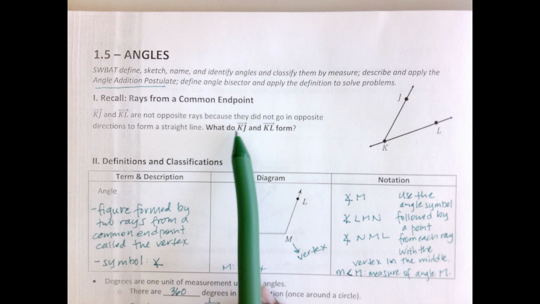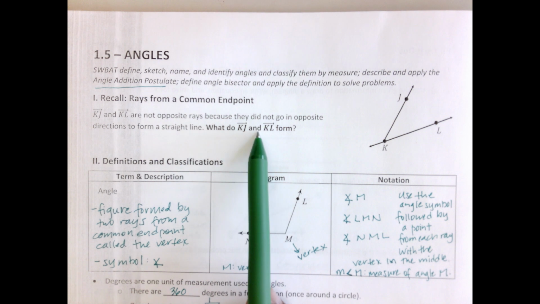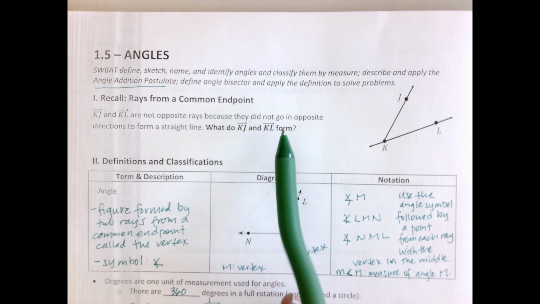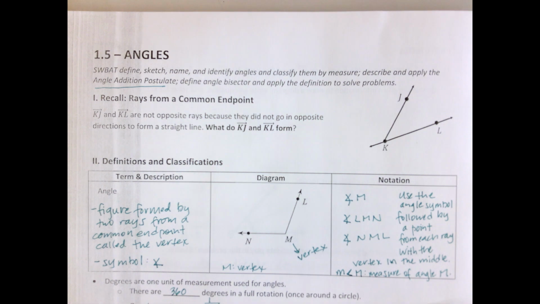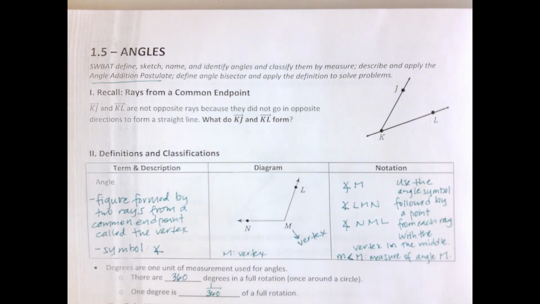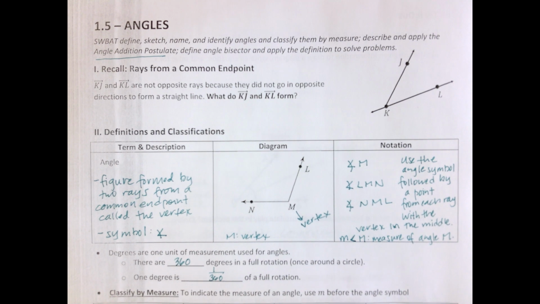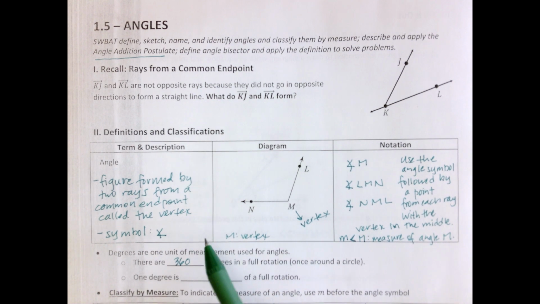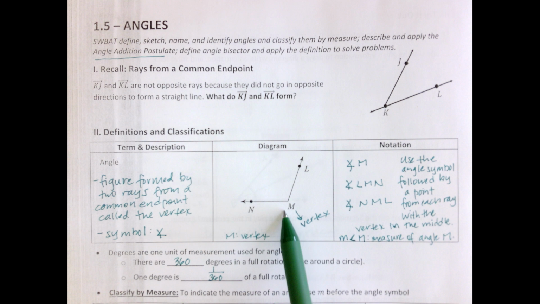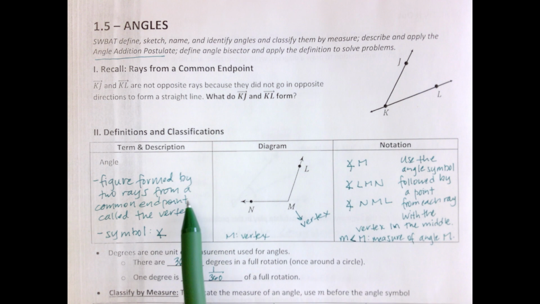So, what do ray KJ and KL actually form? Take a second, jot down your thoughts. Once you finish doing that, you're going to take some notes, okay? So, we're going to define and classify angles. So, an angle is a figure formed by two rays from a common endpoint called the vertex.